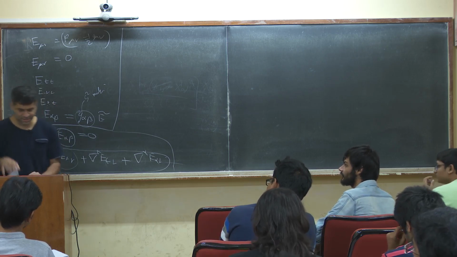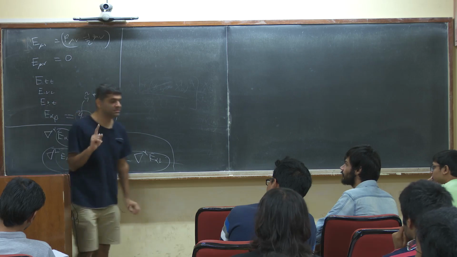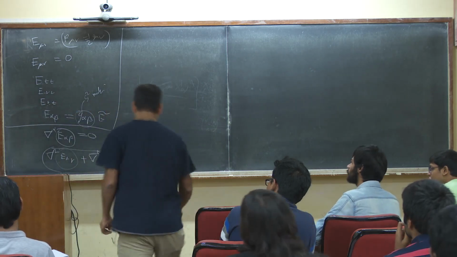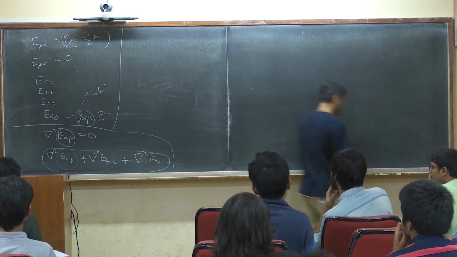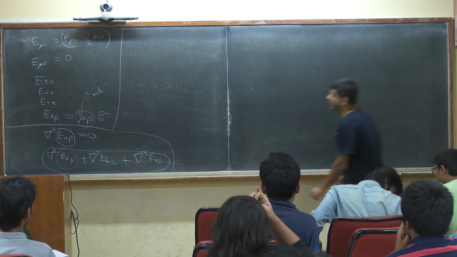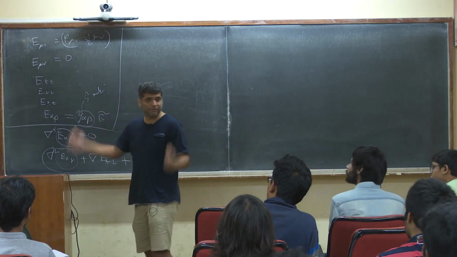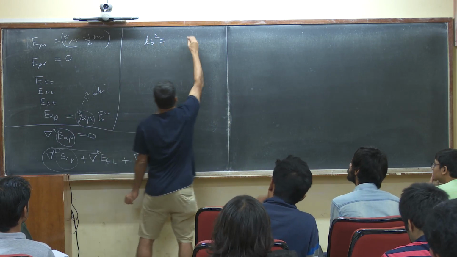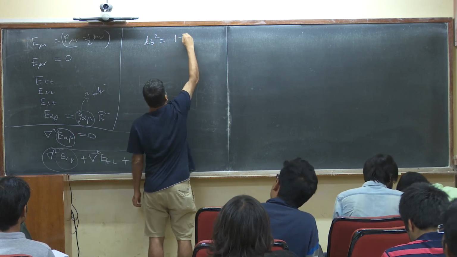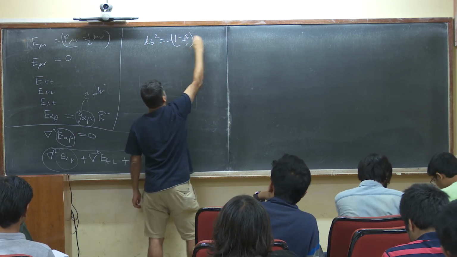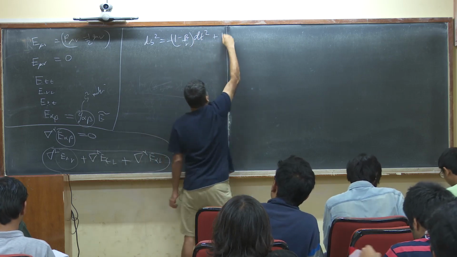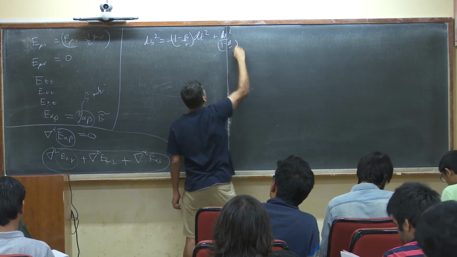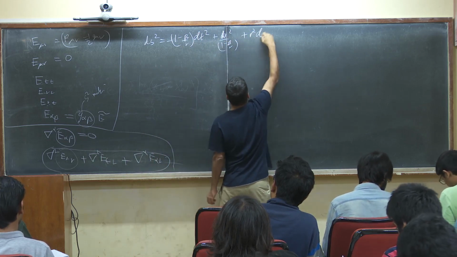But maybe just to prepare the ground for him, I'm going to revise what we were discussing. We were trying to discuss the global structure of a black hole. So we had ds squared equal to (1 minus beta by r) dt squared plus dr squared over (1 minus beta by r) plus r squared d omega 2 squared.